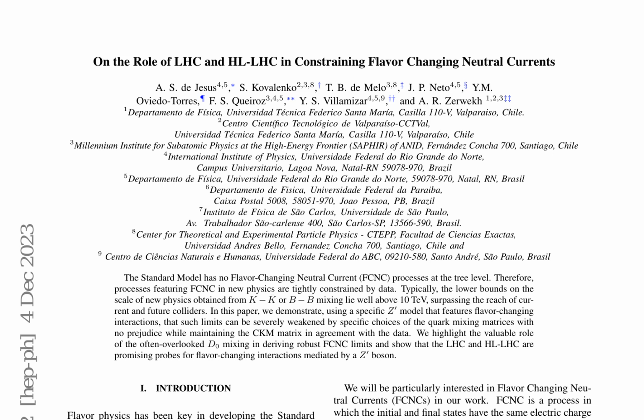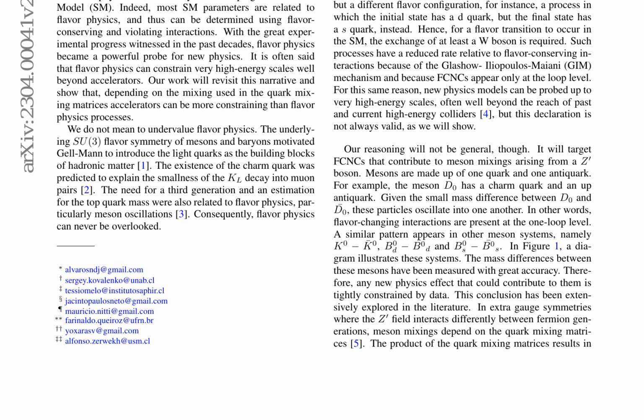The authors focus on FCNCs contributing to meson mixings, such as K0-K0, B0d-B0d, and B0s-B0s, which are tightly constrained by data due to the small mass differences between these mesons. In the context of extra-gauge symmetries, the Z' field interacts differently between fermion generations, and the product of the quark mixing matrices yields constraints on these processes.